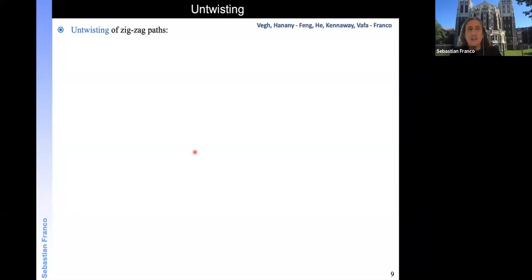Excellent. So there's an operation which is called untwisting of zigzag paths, which is a beautiful paper that every time I read. There are two beautiful papers here. I recommend that you read them. It does the following: it's like a switch between the identities of these two types of paths that I described before, the ones that always turn left or always turn right.